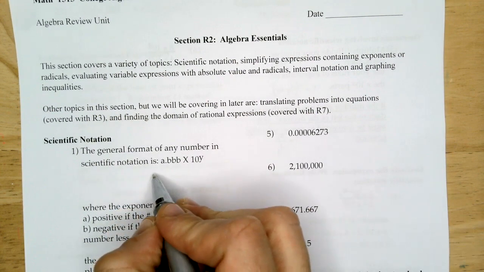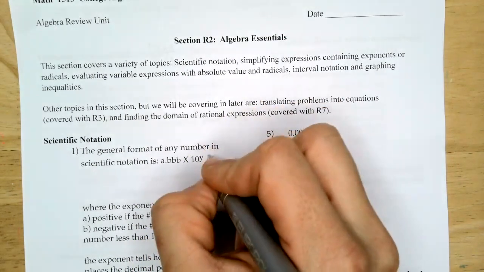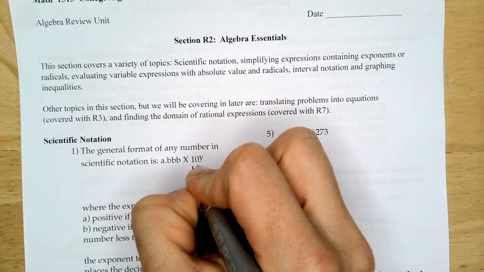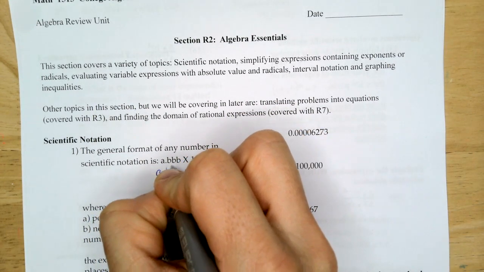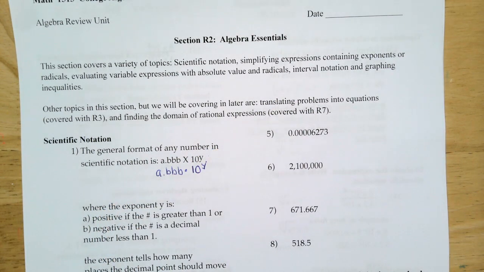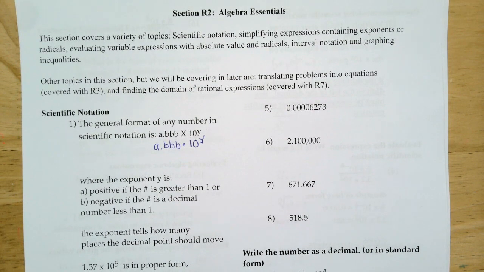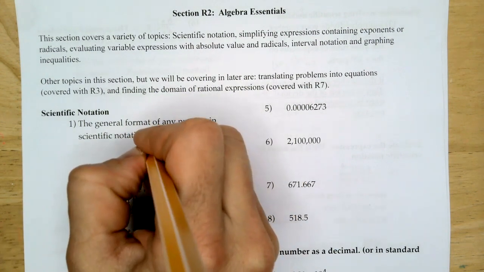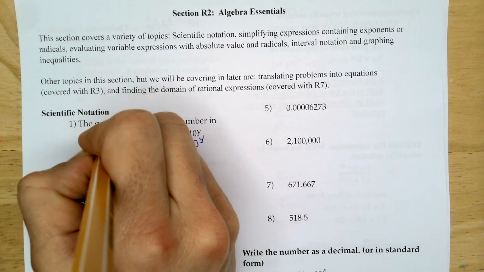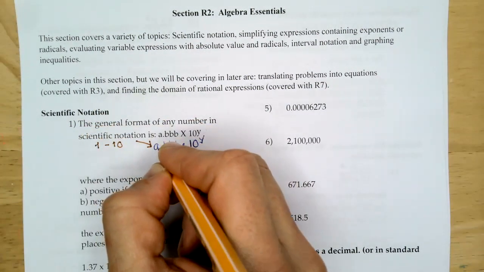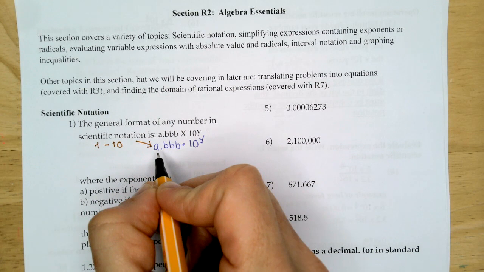All right, so scientific notation means we have a point b times 10 to the power of y, where y is an exponent. It is important to note that this a is only between the numbers 1 to 10. So there can only be one digit in front of the decimal. So it's going to be either a 1, 2, 3, 4, 5, 6, 7, 8, or 9.